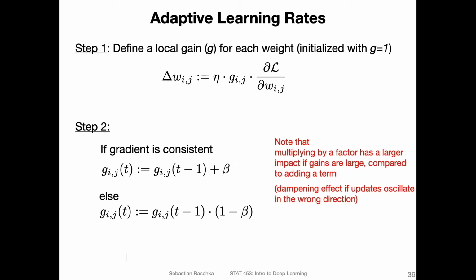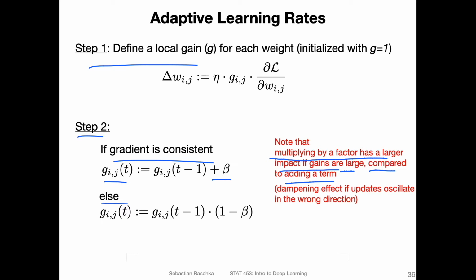Now, after initializing this local gain, we have a second step. This is what we do during learning. We are modifying this gain, similar to modifying the weights. We either increase it if it's consistent, or otherwise, if it's inconsistent, so if we change the direction, then we decrease, or dampen, the gain. Like I'm saying here, multiplying by a factor has a larger impact if the gains are large, compared to adding a term, in contrast to this addition.